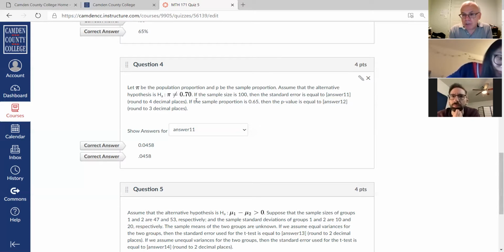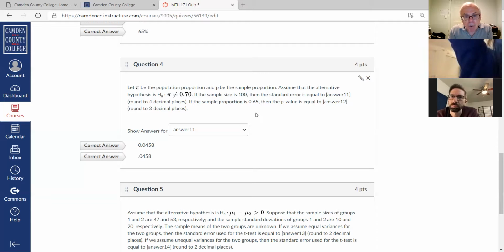All right, in this case, it's a z test statistic. So the numerator is going to be your sample proportion minus the hypothesized proportion, which is 0.7. So it's 0.65 minus 0.7. And your denominator of that test statistic will be the standard error. So this is the denominator of your test statistic.